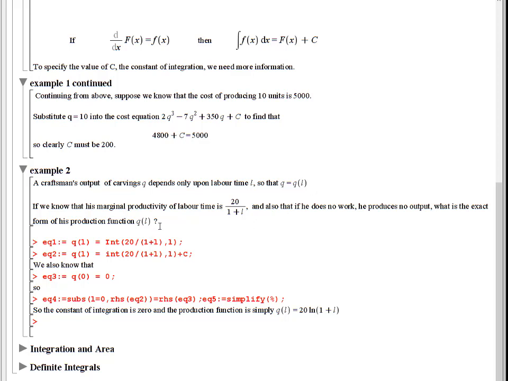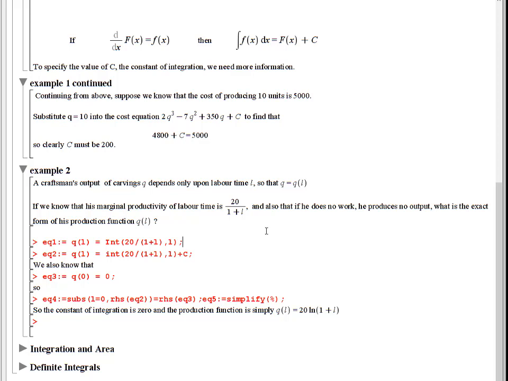Suppose we know that the marginal productivity of this craftsman's labour time is 20 over 1 plus L. This kind of makes sense because as they work more and more, this will tend to go down because they're getting tired. So their marginal productivity is falling with more time. And also another quite reasonable assumption is if you don't do any work, at least work on the carvings, then you produce nothing, which seems reasonable. What's the exact form of production function Q of L, the total production function?